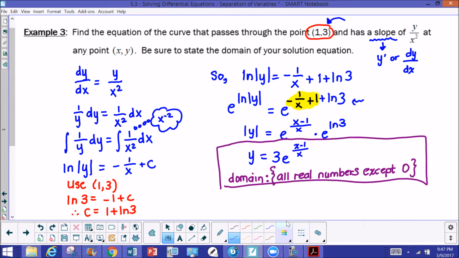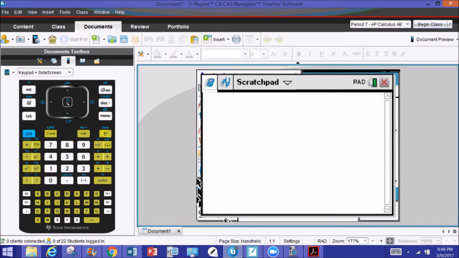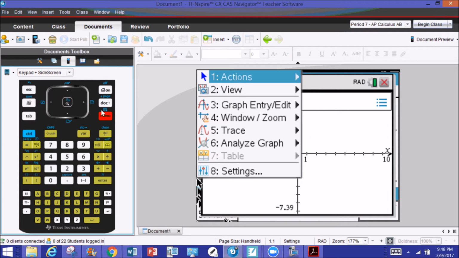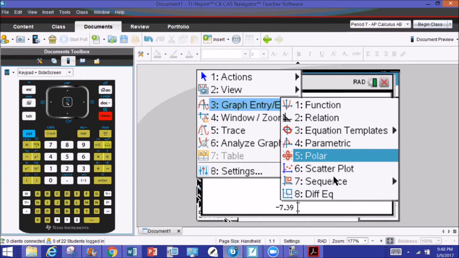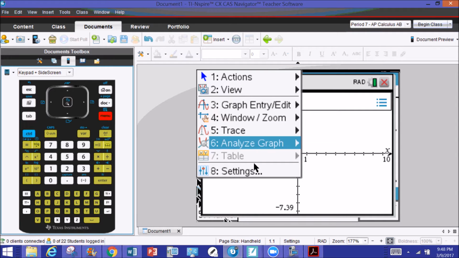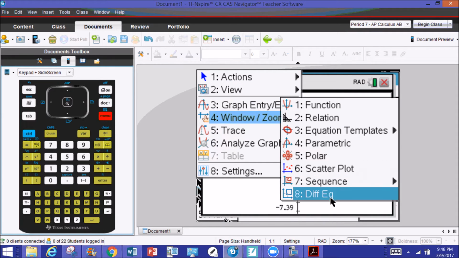Well, let's just take a look. Let's take another look at the solution of this a different way. The slope of y over x squared at the point 1, 3. So I'm going to go into the TI Inspire. I've done this for a few other videos. I'm going to go to a graphing scratchpad, and I'm going to choose to change my graph entry to a differential equation. Let's try that again. Change my graph entry to a differential equation.